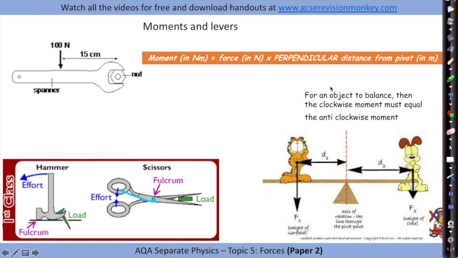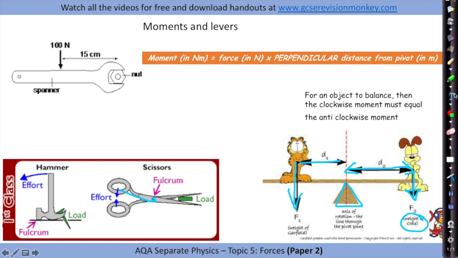Okay, now for an object this applies to seesaws, this idea of moments. So if we look at a seesaw with Garfield and Fido, is that his name? Fido on it? For an object to balance, then the clockwise moment must equal the anti-clockwise moment, as in the force of Garfield times the distance of Garfield from the pivot must be equal to the weight of, oh, it's not Fido at all, is it? It's Odie, while I live and learn.